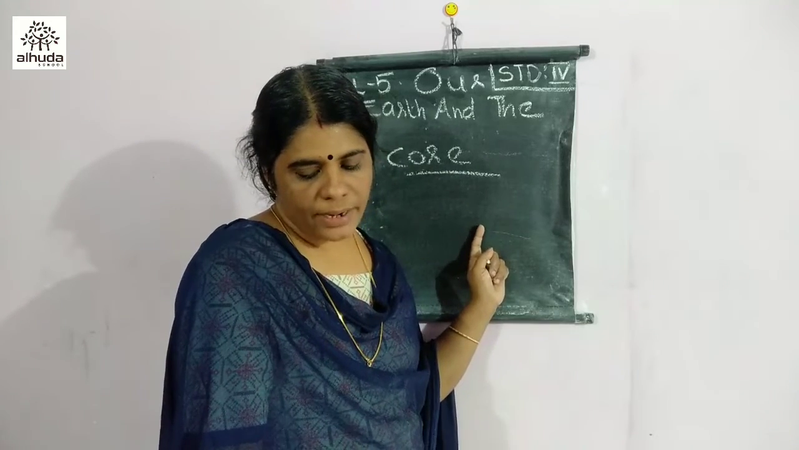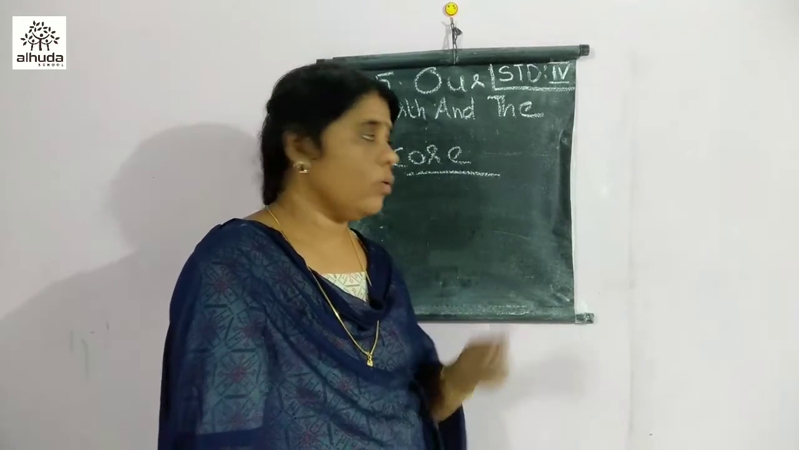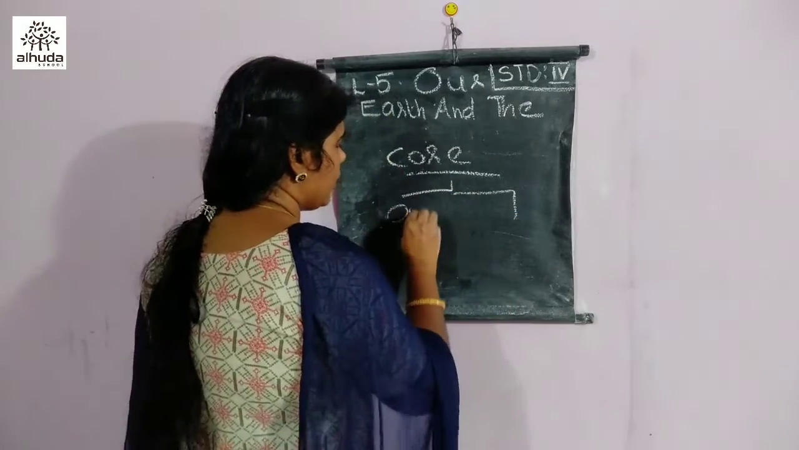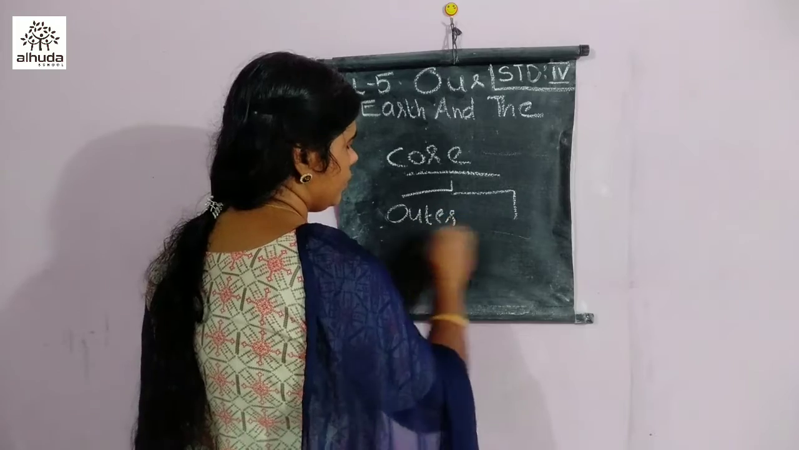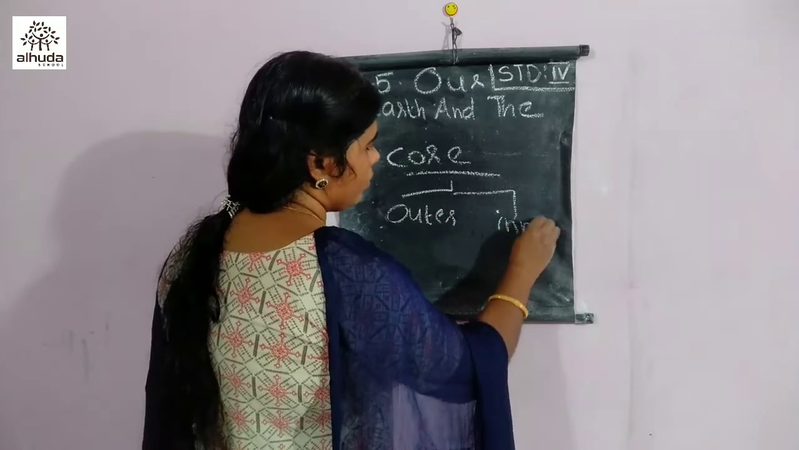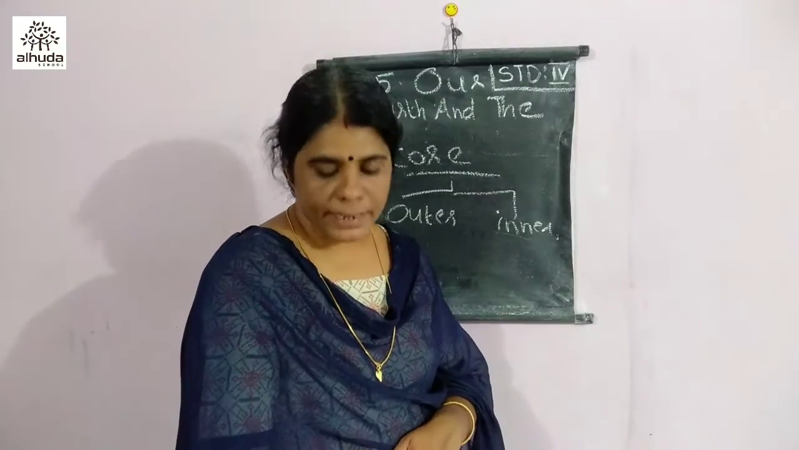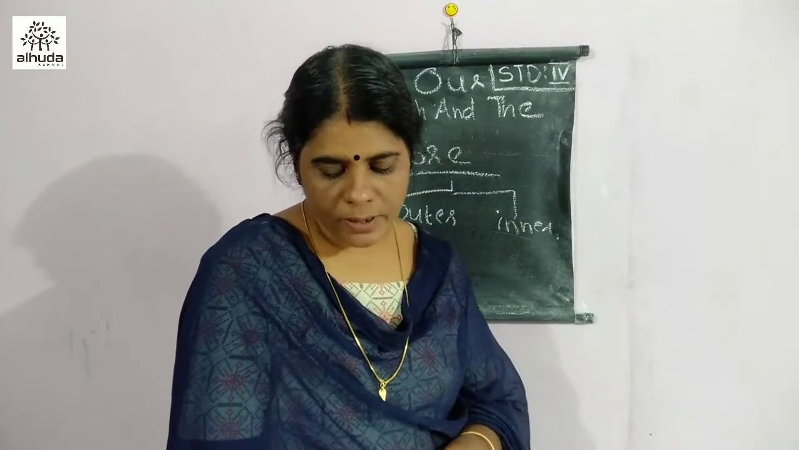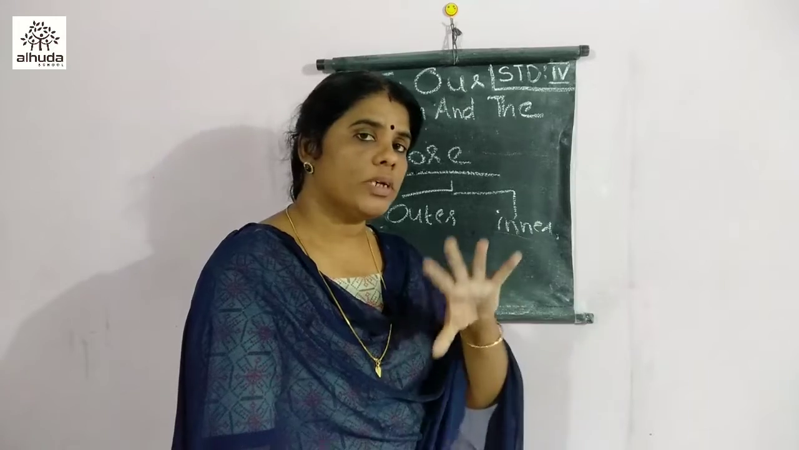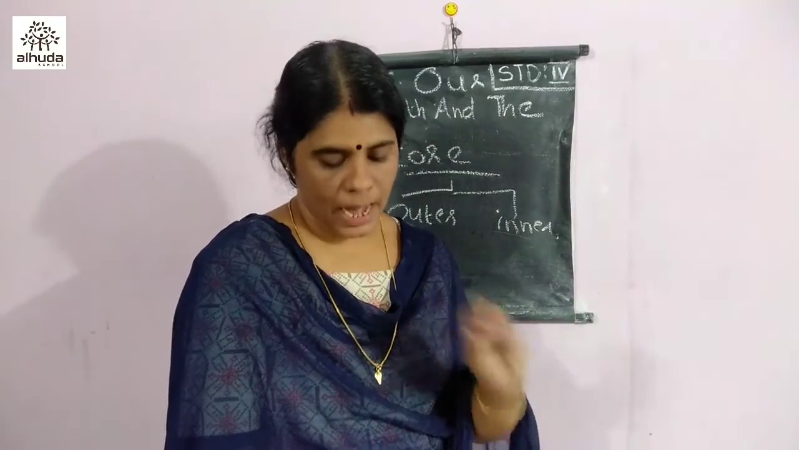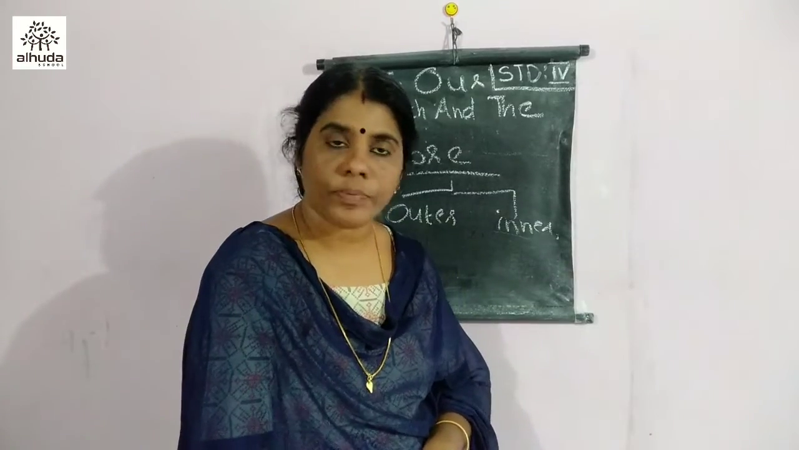The core is divided into outer core and inner core. Core is divided into two parts, that is outer core and the inner core. The outer core is made of molten metals and the inner core is made of solid iron. So that's about the core.